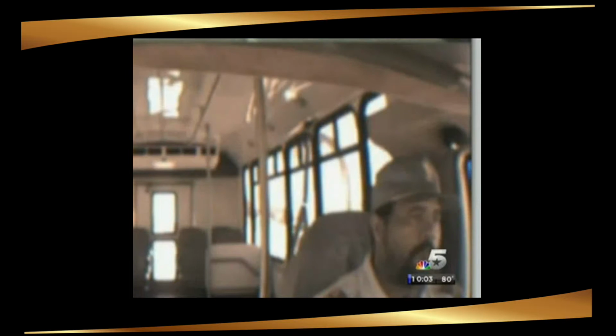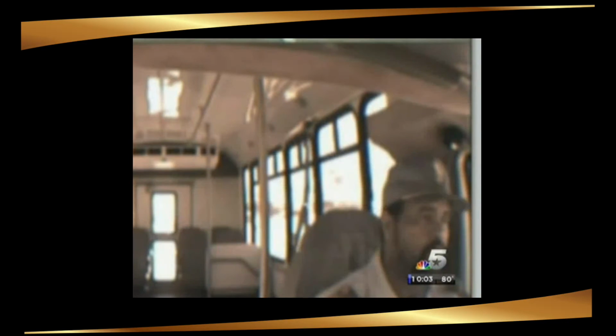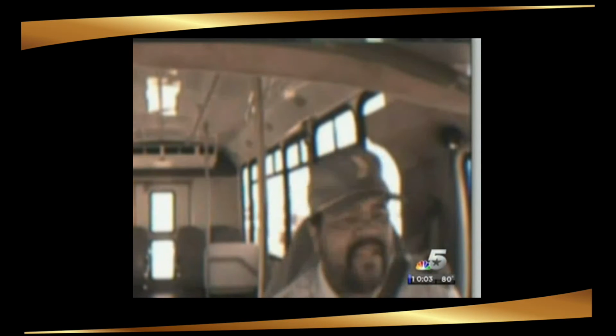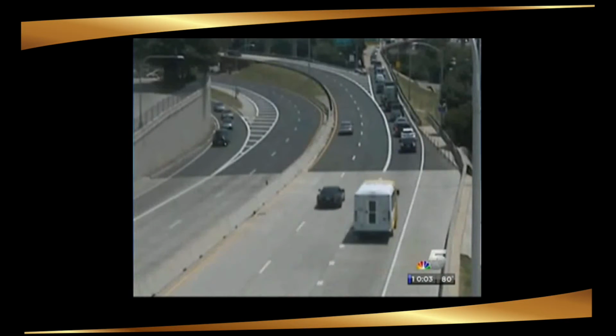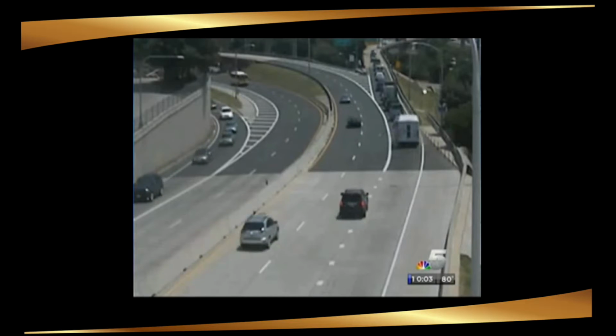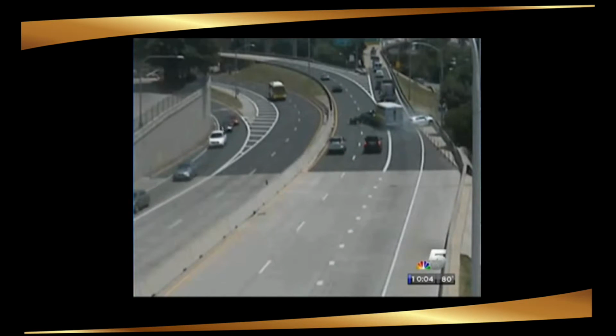Notice that the bus driver is looking straight ahead. He's not distracted by a cell phone or passengers. Evidently, he was not on drugs and he wasn't asleep. Yet surprisingly, he didn't even attempt to stop the bus before it plowed into a bunch of cars. How can we explain this accident?